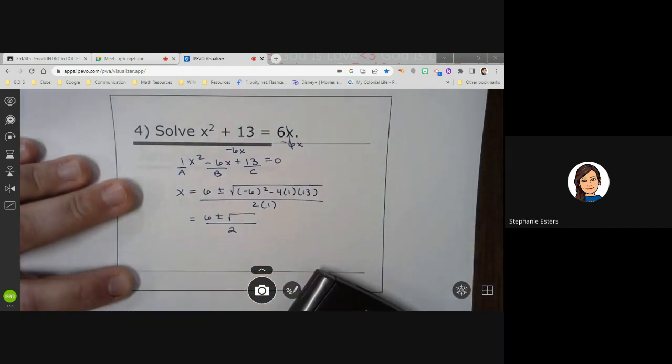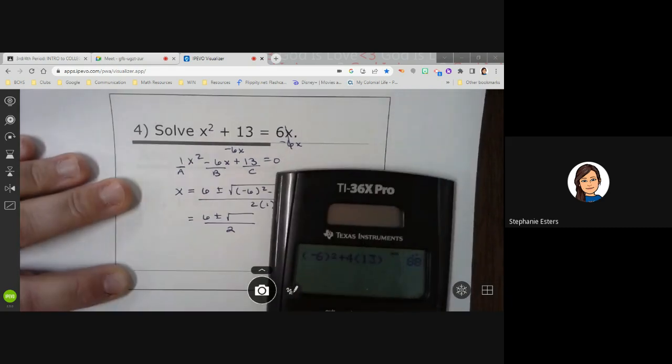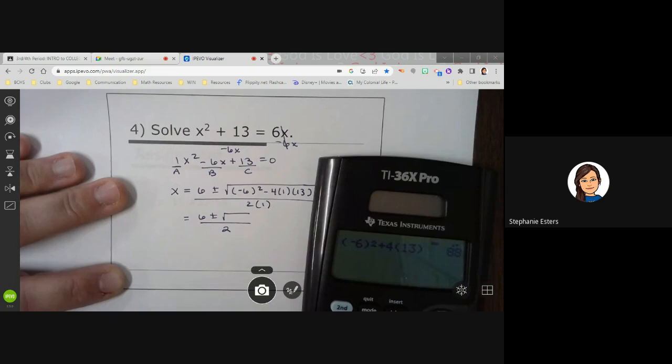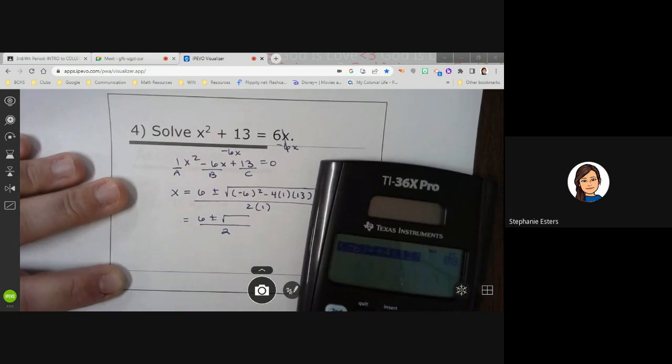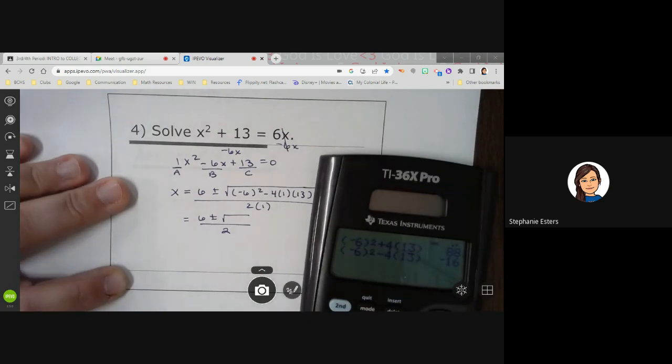And this time, oops, I just hit the wrong button. This time I get 88. No, I don't. I typed that wrong. Sorry. Should be a minus sign. There we go. -16.